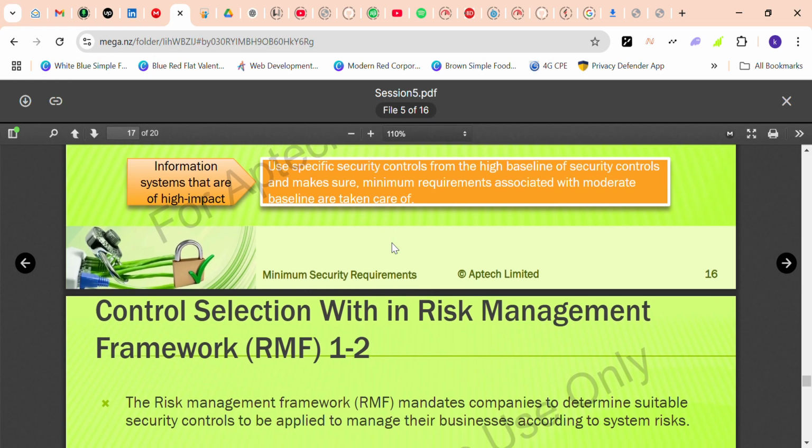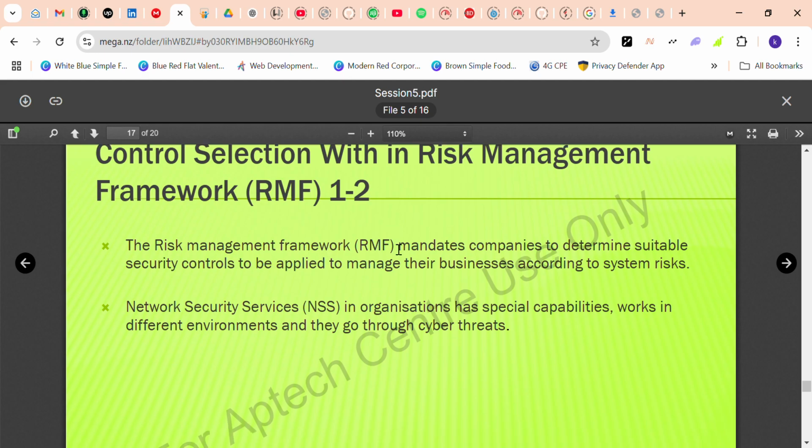So that's it. We're talking about control selection with the risk management framework, which is RMF. Risk management framework. This is how cybersecurity works. You have to understand this particular topic on your own, so it will not seem like you don't know what you are doing when you are doing the practical. If you have this fundamental knowledge now, you will know the reason why you are doing vulnerability assessment, the reason why you are testing the security of an organization. Are you with me? So that's it.